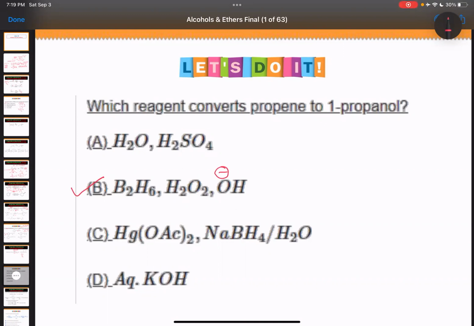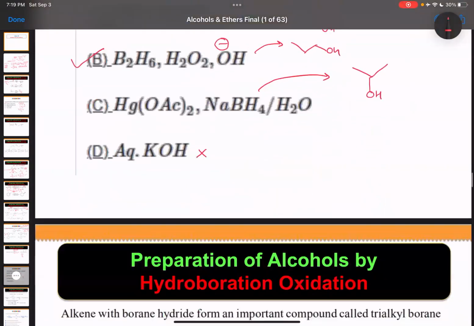Okay, and if you would have taken this method, this would have given propan-2-ol. This would not have reacted, and this would have given propan-2-ol, Markovnikov oxidation. And this method will give us propan-1-ol. Okay, is it clear? Yeah.